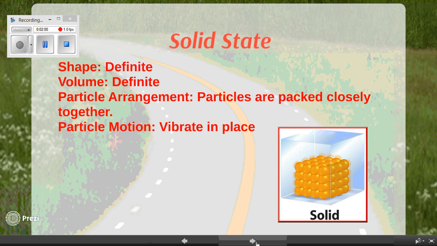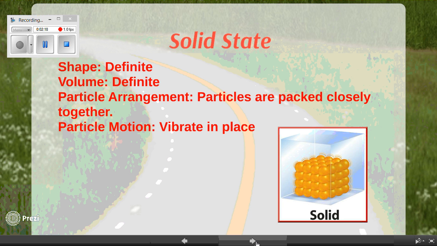First of all, let's look at the solid state. The shape of a solid is definite. And if you think about what definite means, it's defined. It's not going to change. If I took a cube and I put it in a glass jar, that cube is still going to be a cube. It has a defined shape.